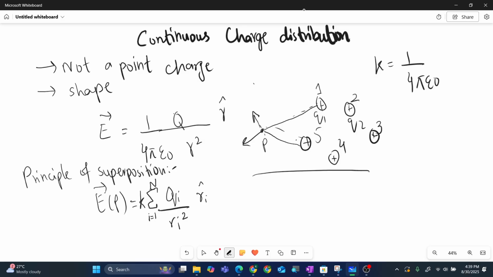But in practical cases, you might have a charged rod, or you might have a charged ring, and these are not discrete charges. They have a continuous distribution of charges across the object. So that's why I'm saying that continuous charge distribution is not a point charge. It is a charge which has a shape, and the charge is continuously distributed throughout the object.